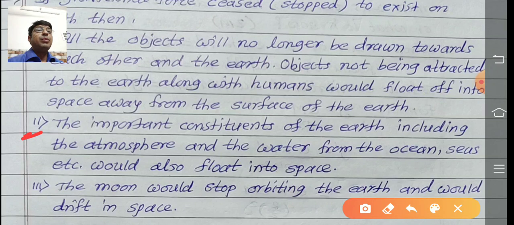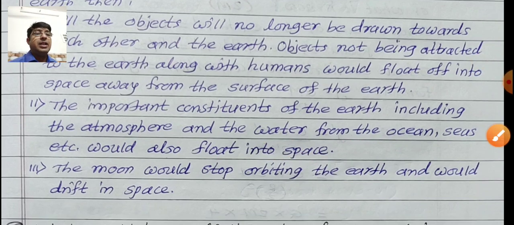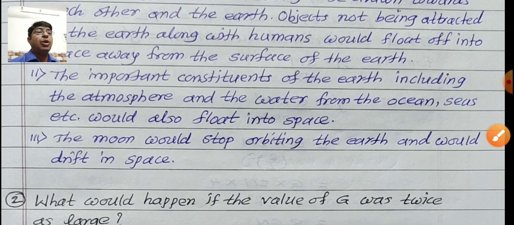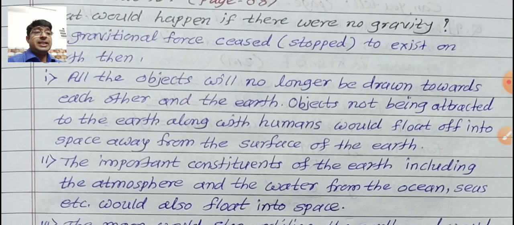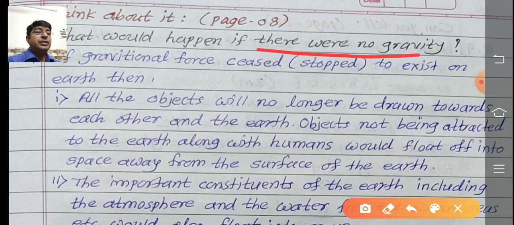Second point, the important constituents of the Earth, including the atmosphere and the water from the oceans, seas, etc., would also float into space in the absence of gravity. And third point, the Moon would stop orbiting the Earth, meaning the Moon is not revolving around the Earth and would drift in space; the Moon is also going in a straight line into space. This is what happens if there were no gravity on the Earth.